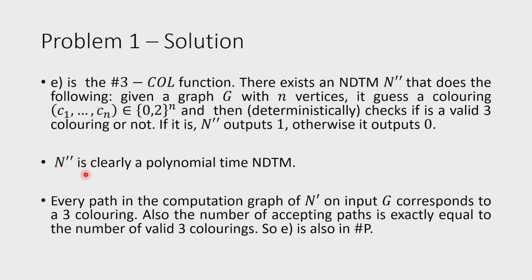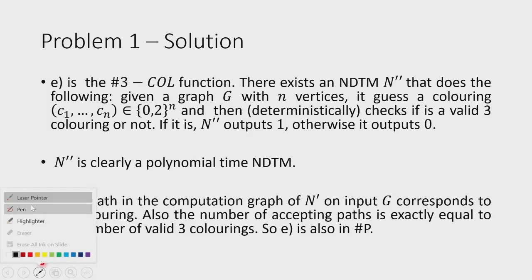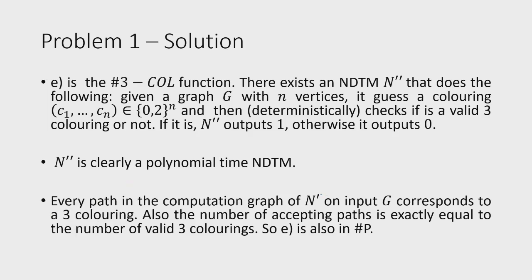Now clearly N double prime is a polynomial time non-deterministic Turing machine, and furthermore every path in the computation graph of N double prime on input G corresponds to a 3 coloring, right? Also, the number of accepting paths is exactly equal to the number of valid 3 colorings. Why? Because N double prime accepts on a coloring if and only if that coloring is a valid 3 coloring. So the number of accepting paths is exactly equal to the number of valid 3 colorings, and so E is also in sharp P. So options B, C, and E are in sharp P, but A and D are not.